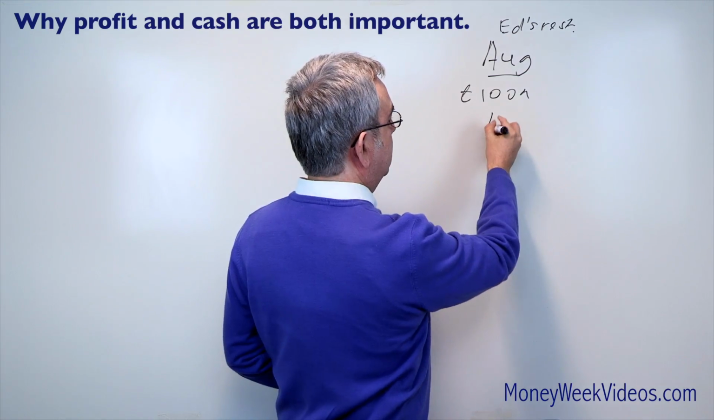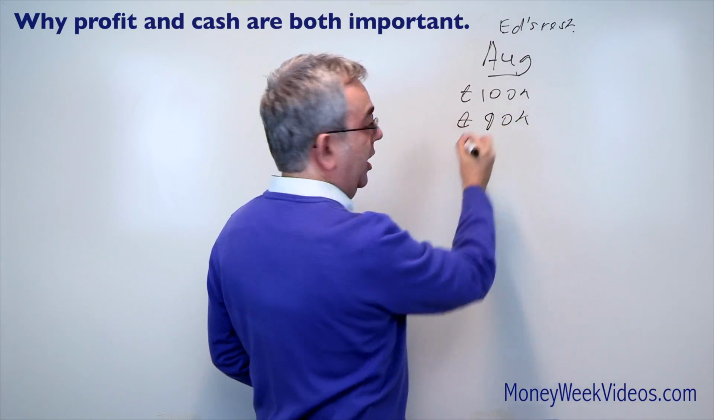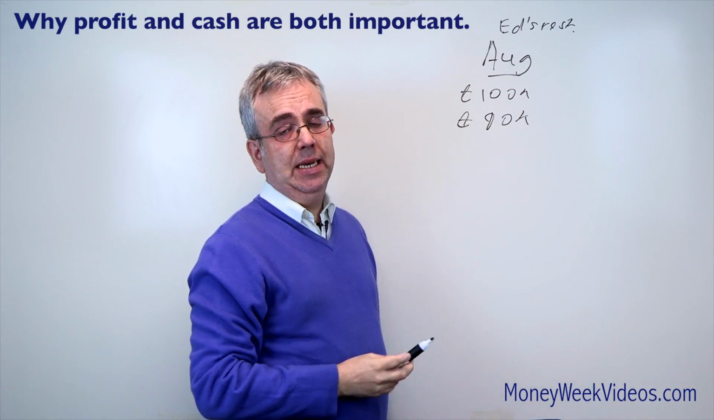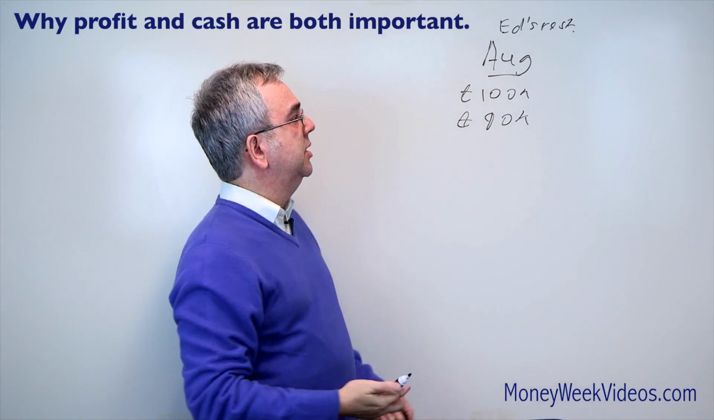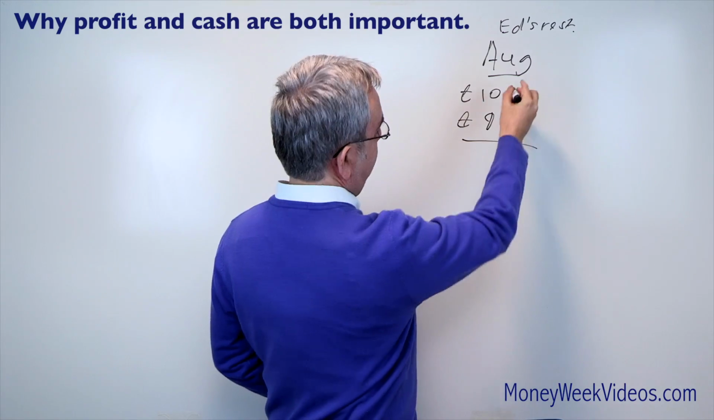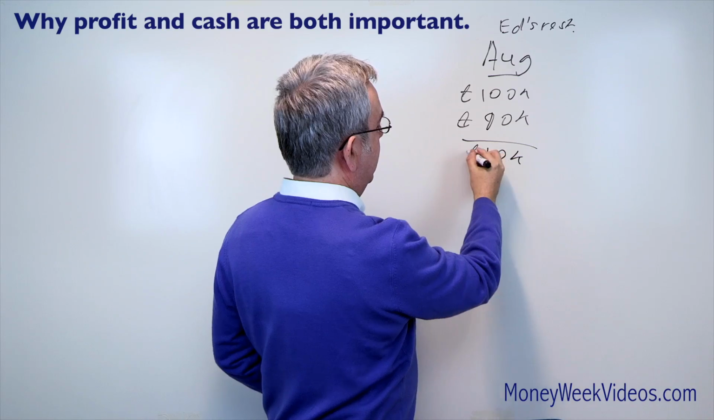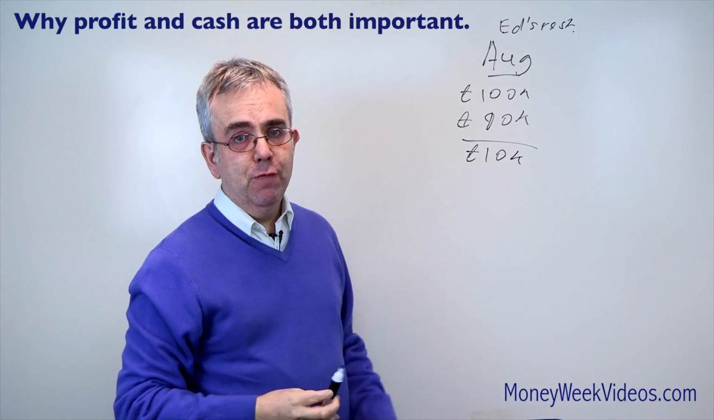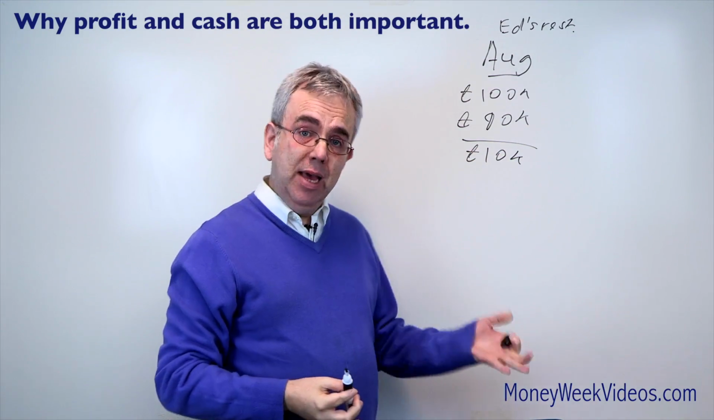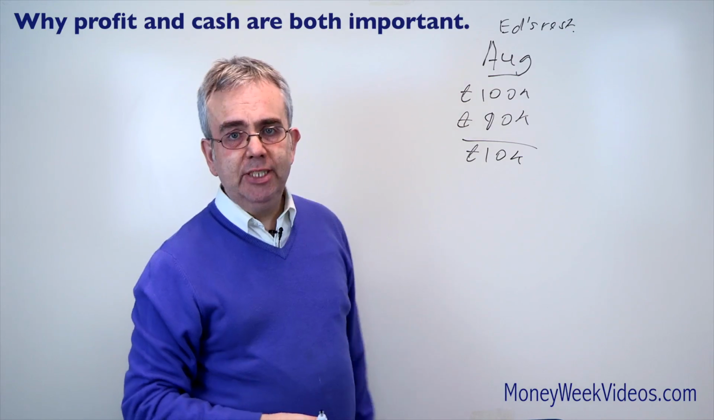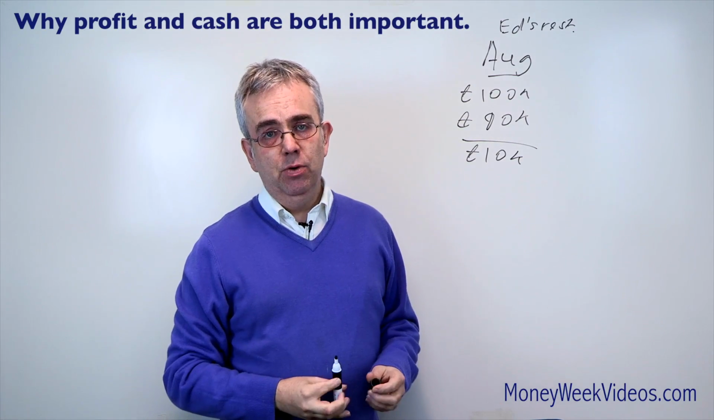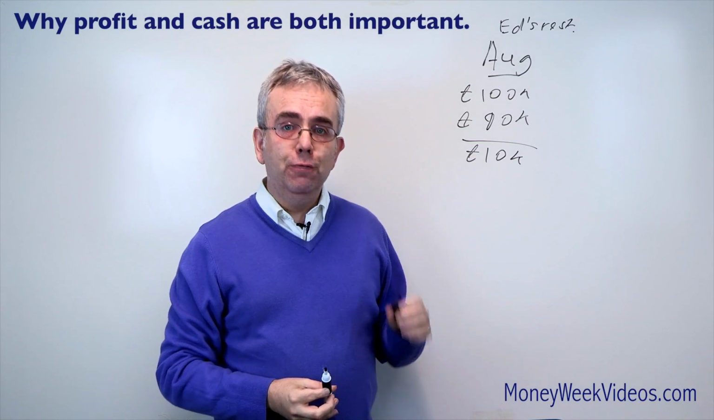And in the same month, £90,000 went out of the bank account, and so that was paying for rent and staff wages and all the rest of it. So obviously 100 take away 90, we have £10,000 left over at the end of the month. And you might think, well, that's easy then. The restaurant made a profit of £10,000 in August. But actually you'd be wrong.